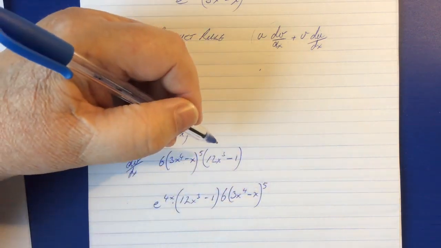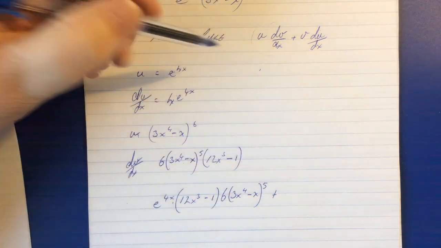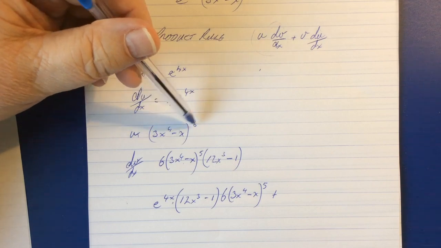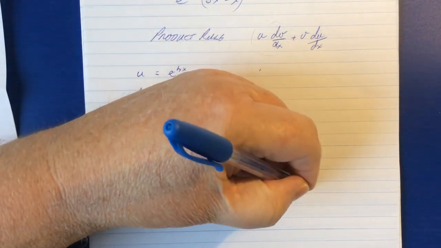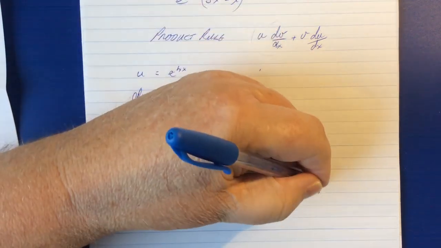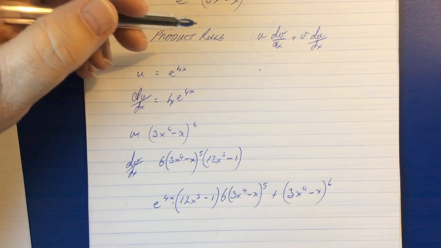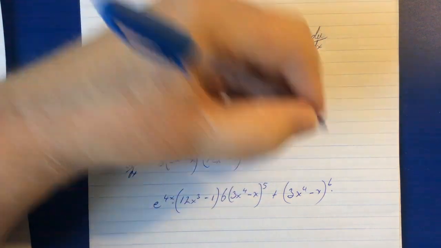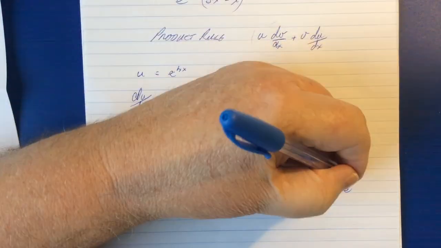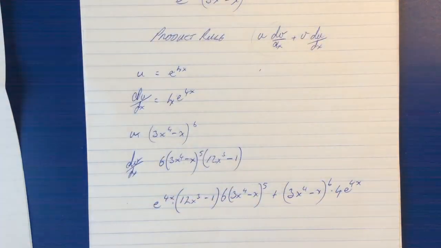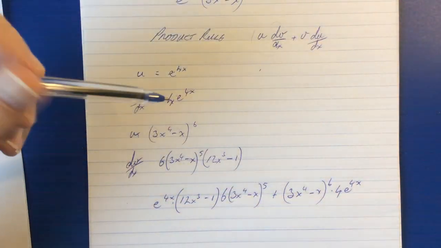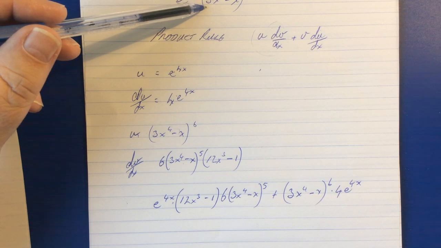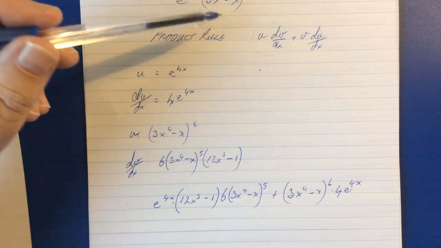So I've put this as the second expression here. That is all to the power of 5 plus v. Now v is (3x to the 4 minus x) to the 6, times du/dx. So that is times 4e to the 4x. And that, in an untidy form, is the differential of e to the 4x times (3x to the 4 minus x) to the power of 6.